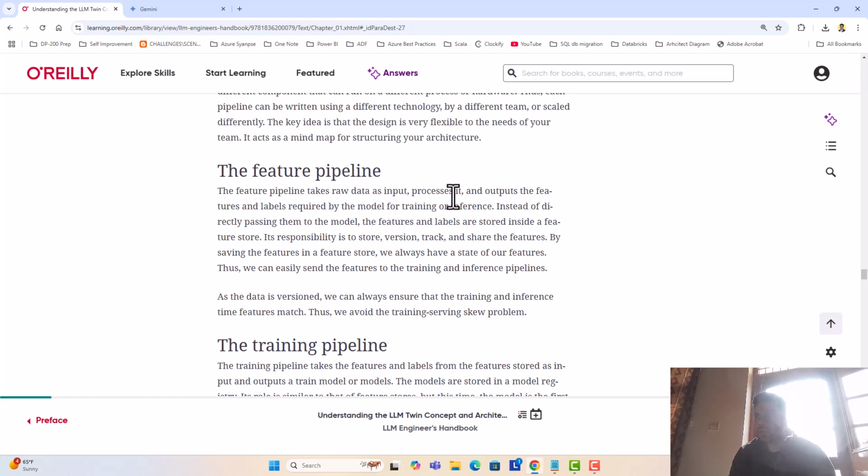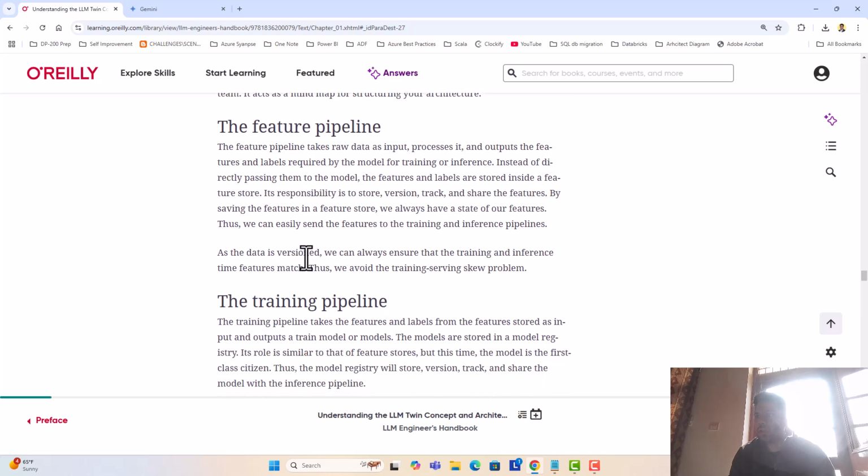The feature pipeline takes raw data as input, processes it, and outputs the features and labels required by the model for training or inference. Instead of directly passing them to the model, the features and labels are stored inside a feature store. Its responsibility is to store, version, track, and share the features. By saving the features in the feature store, we always have a state of our features. Thus, we can easily send the features to the training and inference pipelines. As the data is versioned, we can always ensure that the training and inference time features match, thus we avoid the training-serving skew problem.